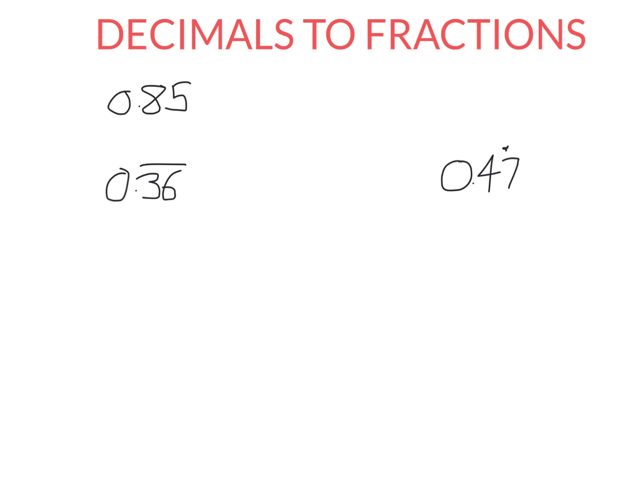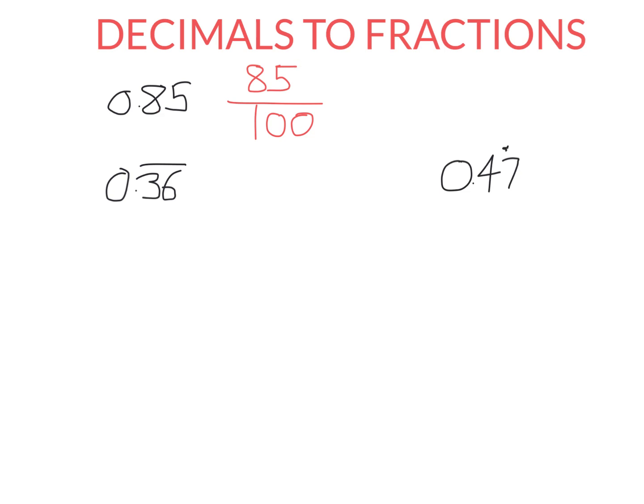All you do is write the number without the decimal point. So 0.85, I'll just write as 85, no decimal point. And then on the bottom, the denominator is the lowest place value. So 5 here is in the hundredths, goes tenths, hundredths. So on the bottom, we put 100. This number, 0.85, is 85 hundredths.